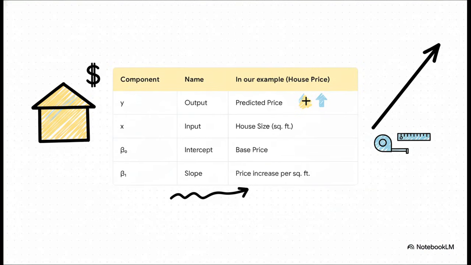So Y is what we want to predict, our predicted house price. And X is the clue we have, the size of the house. Now, the two most important parts, the real rock stars, are beta 0 and beta 1. Beta 0, the intercept, is kind of like the base price of any house. And beta 1, the slope, tells us exactly how much the price goes up for every single extra square foot.